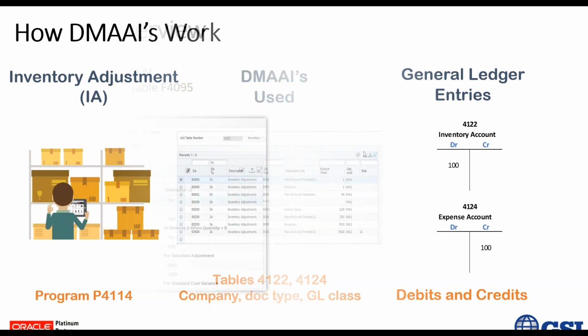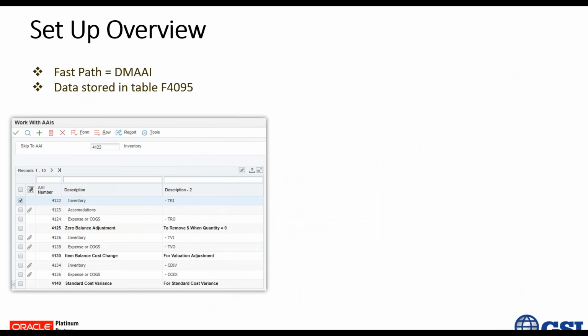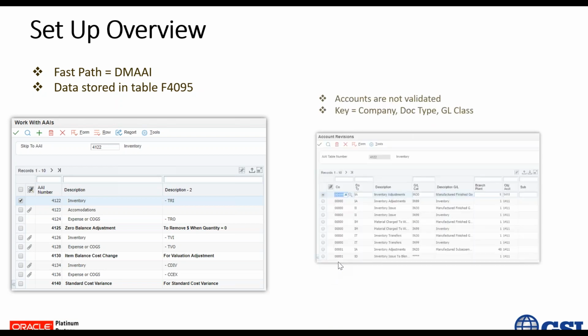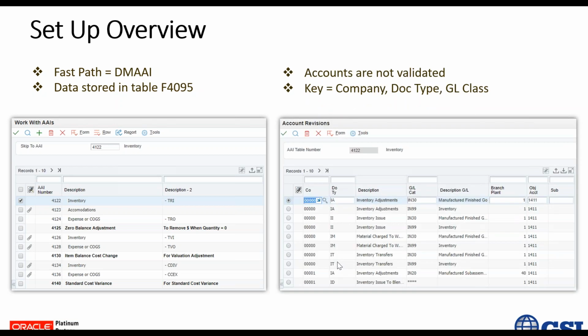Okay, can we advance? Okay, so the setup screens, what do they look like? If you have authority in JD Edwards, if you have FastPath, you can just type the command DMAAI. The data is stored in table F4095 for those who are more technical in nature and may want to write reports and extract the data.